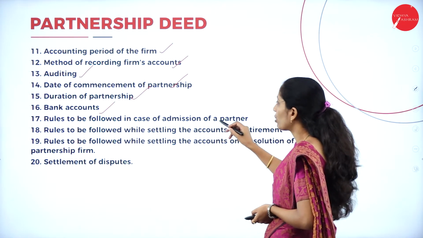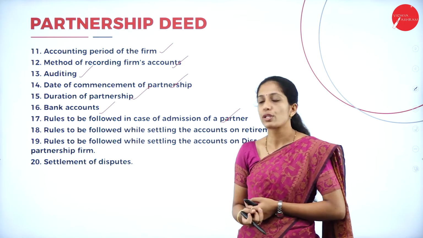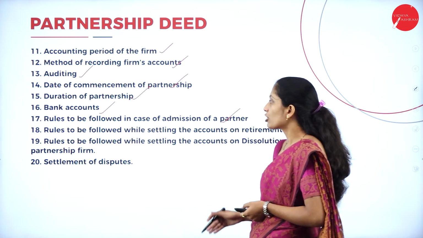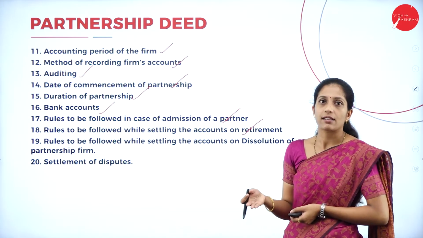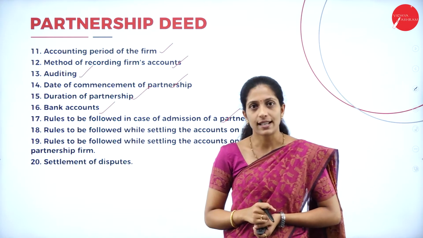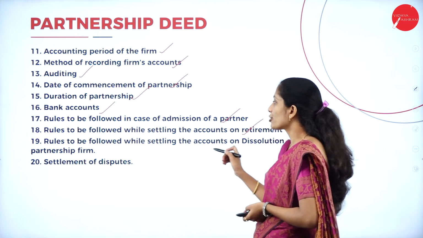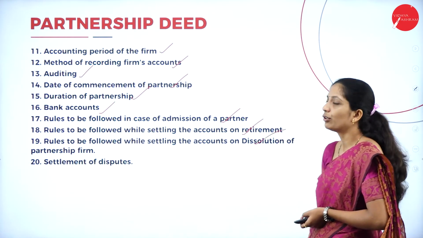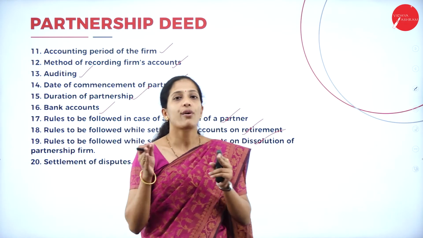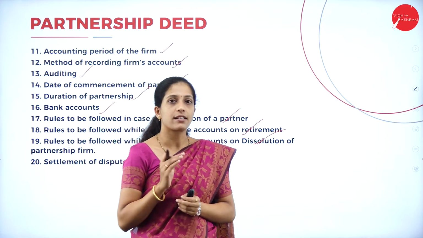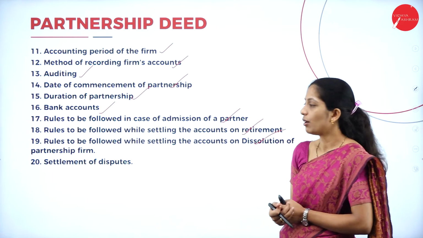Next, rules to be followed in admission of a partner. When a new partner enters, what are the rules to be followed? Next, rules to be followed while settling the accounts on retirement. Suppose a partner retires, how should his account be settled? That has to be mentioned in the partnership deed. Next, rules to be followed while settling the accounts on dissolution of the partnership firm. What do you mean by dissolution of partnership firm? Closing down of the partnership firm is called dissolution of partnership firm. So what are the procedures as well as rules to be followed?